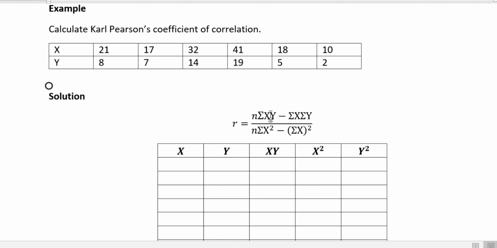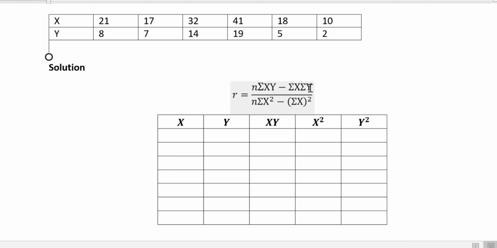We need summation xy, meaning we need column xy whose sum will be used here. Minus summation x, meaning we need column x whose sum will be used here. Then we have summation y, meaning we need column y whose sum will be used here. Summation x squared means we need column x squared whose sum we shall use here. Summation x means we need column x whose sum will be squared. So that's why we have these columns here.